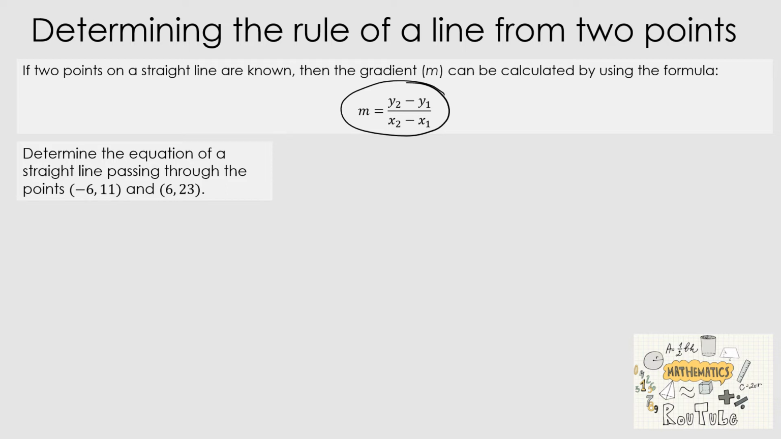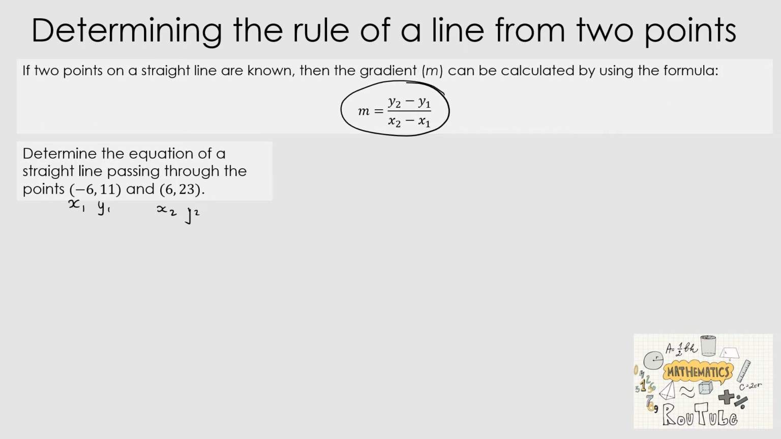equals. So what we need to do with our coordinate points is give them labels. So x always comes before y. Therefore, in this case, negative 6 is going to be x1, which therefore makes 11 our y1 value. And then 6 becomes our second x value, hence it becomes x2. And then 23 is our second y value, which then becomes y2.